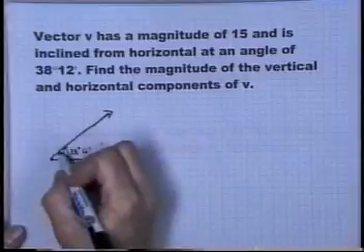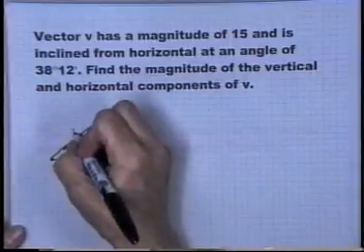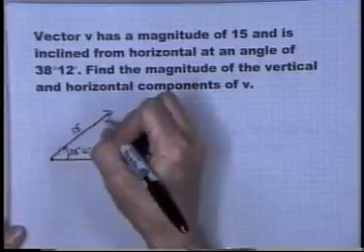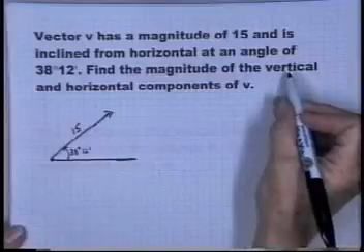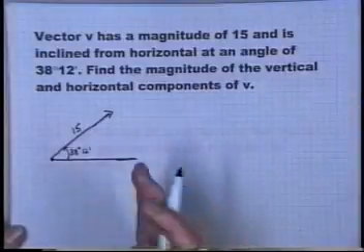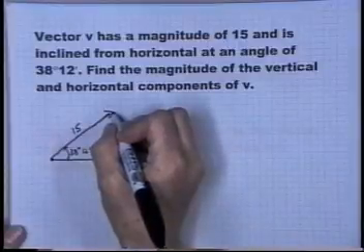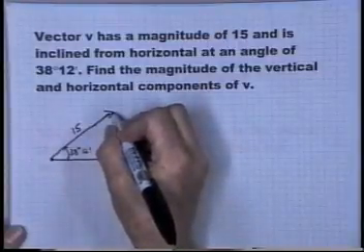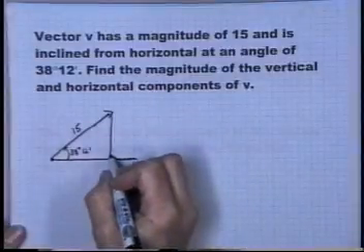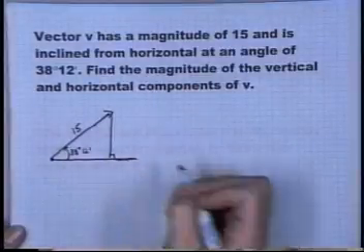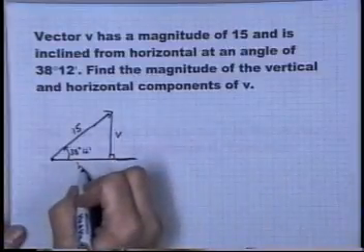Okay, so this vector that's inclined from the horizontal, 38 degrees 12 minutes, has a magnitude of 15. So the length of this vector going up here is 15. Now, as you might guess, vertical and horizontal components, here's horizontal and here's vertical. Here's what we do. From the terminal point of my vector, I'm going to drop a perpendicular or vertical line down to this horizontal line. I'm going to call this V, and I'm going to call this part H.